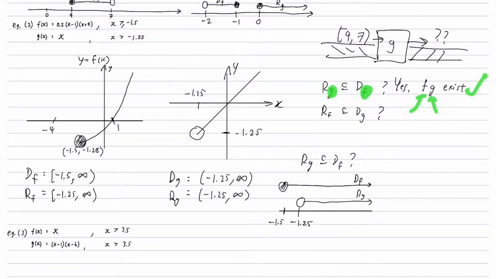Okay? Then let's check the other one. Is RF a subset of DG? Because they are equal, right? RF is what? -1.25 comma infinity. Domain of G is round bracket. They are not equal. Look carefully.